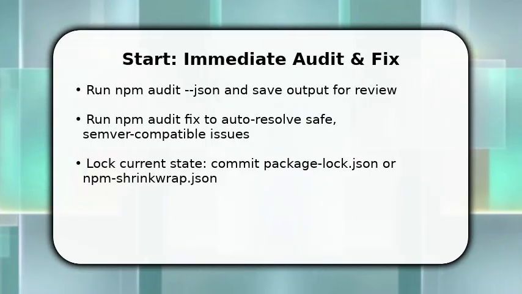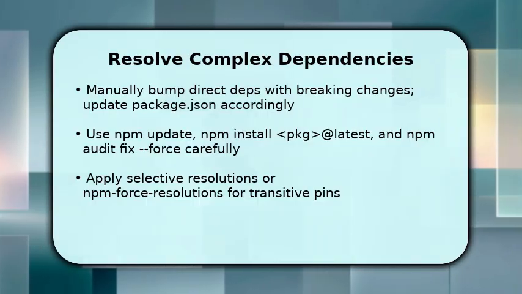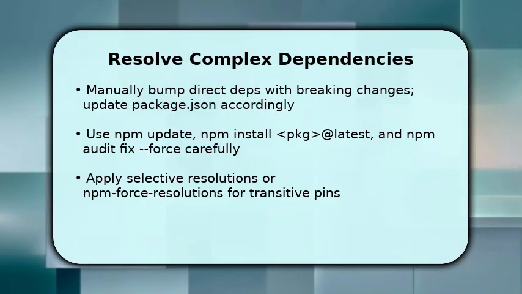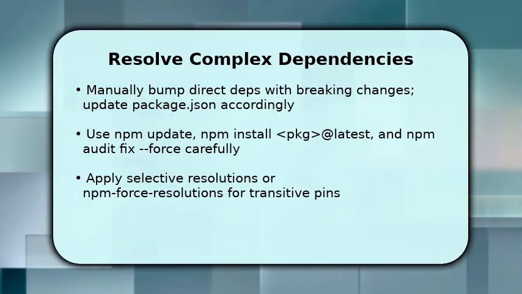Now you handle upgrades that need judgment. For direct dependencies with breaking changes, increment package.json versions and run npm install. For transitive issues, try npm update and targeted installs like npm install lodash@4.17.21.